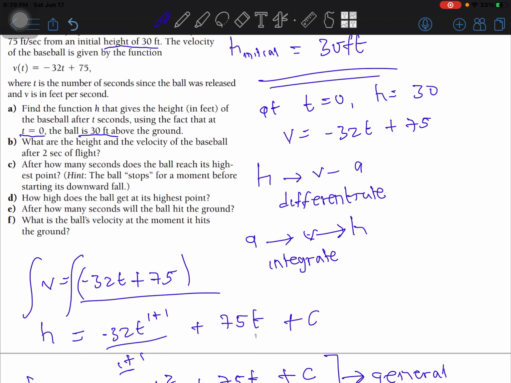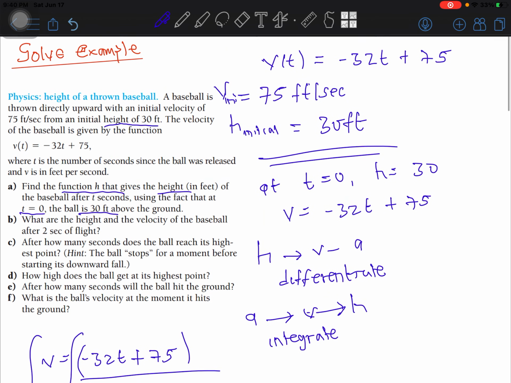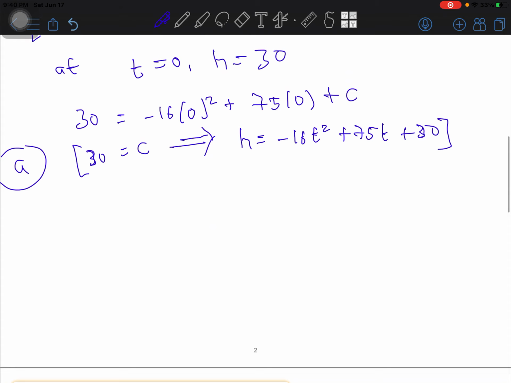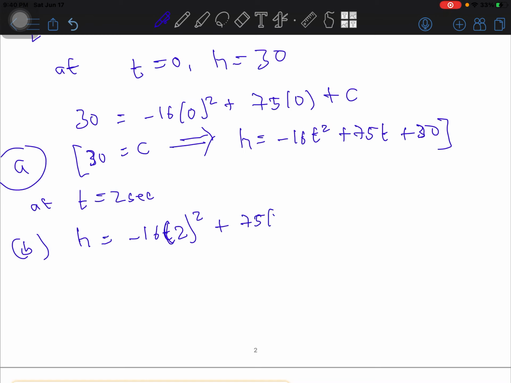Now, let's go to the B. The A was telling us to find the function h that gives the height of the baseball after t seconds, using the fact that at t equal to 0, the ball is 30. So the B is also asking us, what are the height and the velocity of the baseball after t seconds of flight. Now, this is our height, and therefore after 2 seconds, which means that t equal to 2 seconds, our height is h equal to negative 16 multiplied by t squared plus 75 multiplied by 2 plus 30.